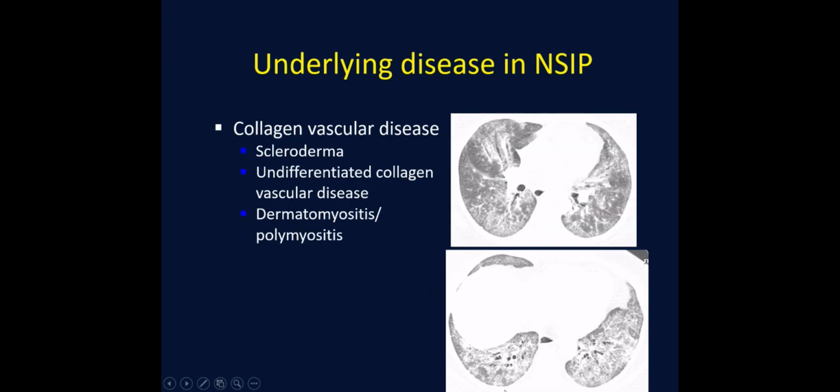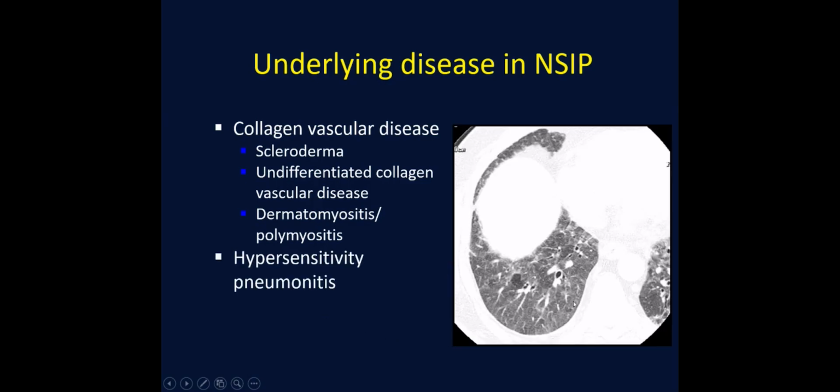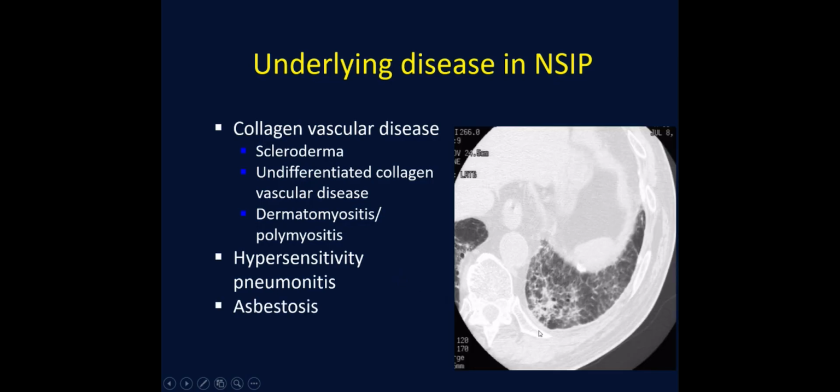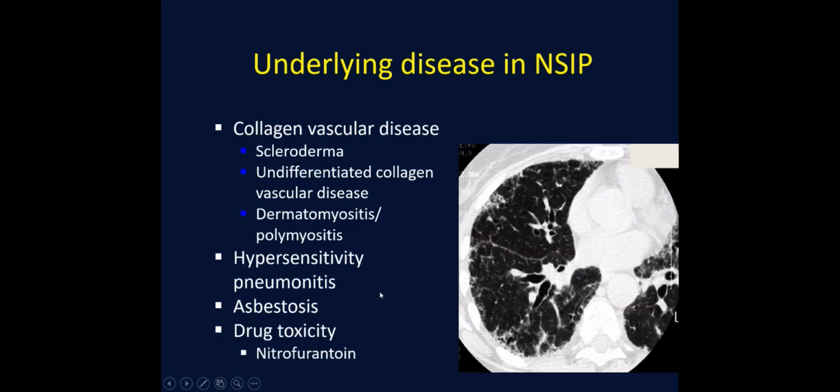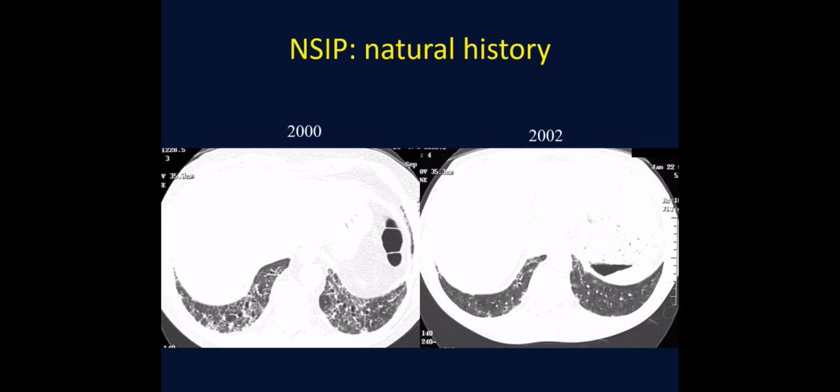Here's a patient with scleroderma with typical appearances of NSIP. Here's a patient with hypersensitivity pneumonitis. Notice the mosaic attenuation suggestive of HP. Here's a patient with asbestosis. Notice the calcified pleural plaque. And here's a patient with drug toxicity due to nitrofurantoin in a patient with NSIP. So there's a longer differential for an NSIP pattern than a UIP pattern.